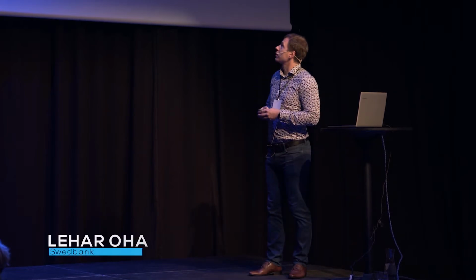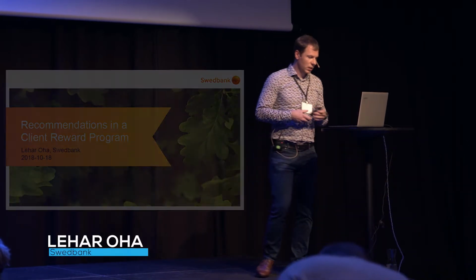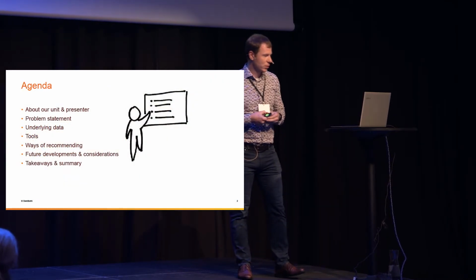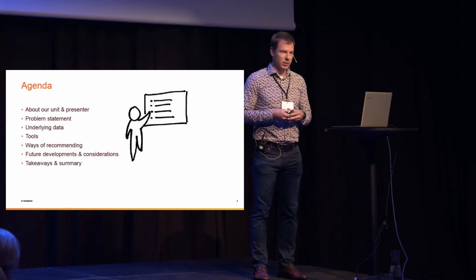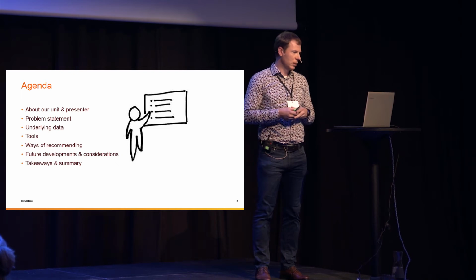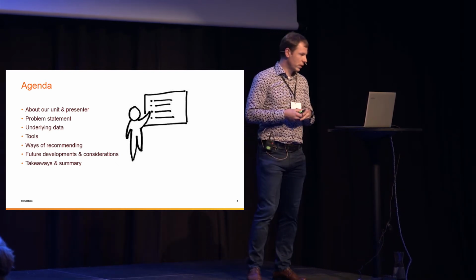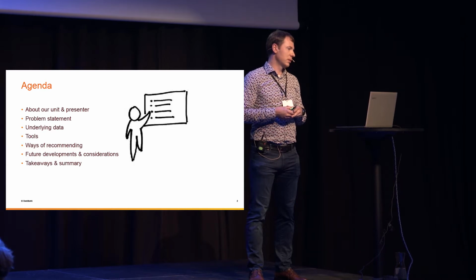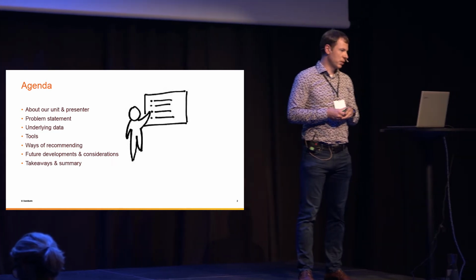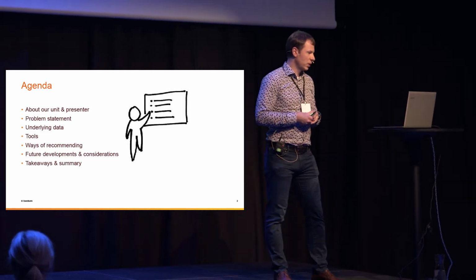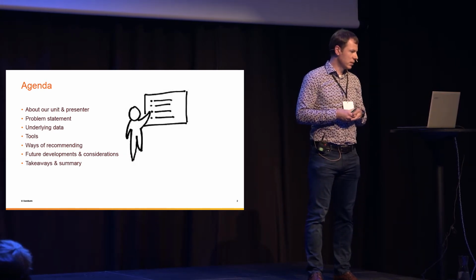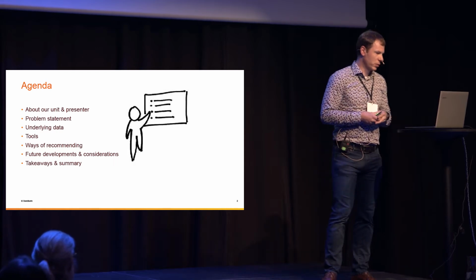So I'll be talking today about recommendations in a client reward program, and here is the agenda. First I introduce our unit, what we do, myself, then we state what problem we are trying to solve, then we look at the underlying data, how to solve this problem, then we look at the toolbox we use to solve it, then we look at the ways how to recommend things in general and some implementations in code. Then we think and discuss a bit about future developments and considerations we might have. And then we take a general summary and takeaways from this.